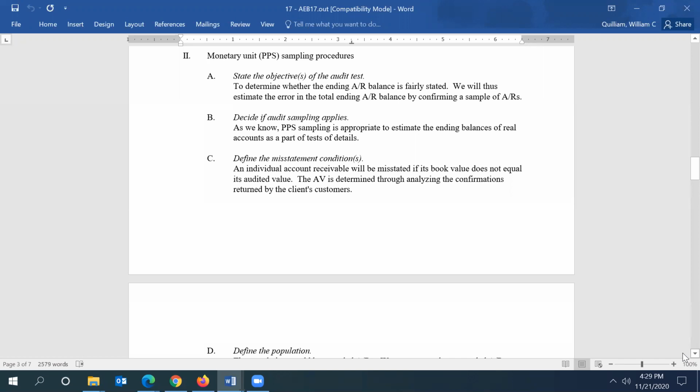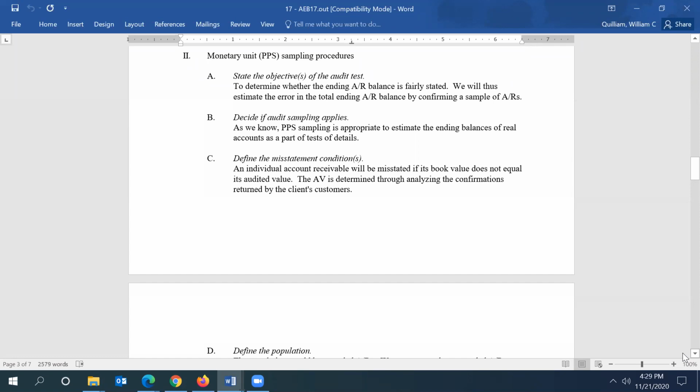So the bigger an individual customer's account receivable is, the more dollars are in it, the more likely a random number is to match up to one of those dollars in that customer's account receivable. So the bigger the account receivable is, the more likely it is to be picked by a random number and sampled for us to confirm. So if that makes a little bit of sense, that's all I need for you to have at this point. It automatically stratifies according to size.